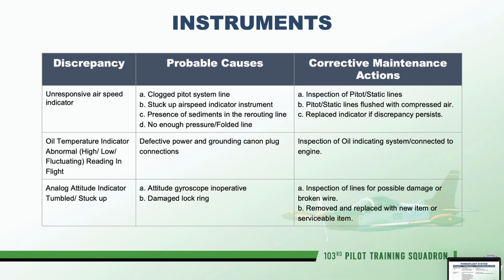An unresponsive airspeed indicator can often be traced back to a clogged pitot line. Here's how to address it. Pitot line inspection: carefully inspect the pitot and static lines for any visible blockages. Clearing blockages: use compressed air to flush out any obstructions in the lines. Be gentle to avoid damaging the sensitive components. Indicator replacement: if the problem persists after clearing the lines, the indicator mechanism itself may be faulty, requiring replacement.